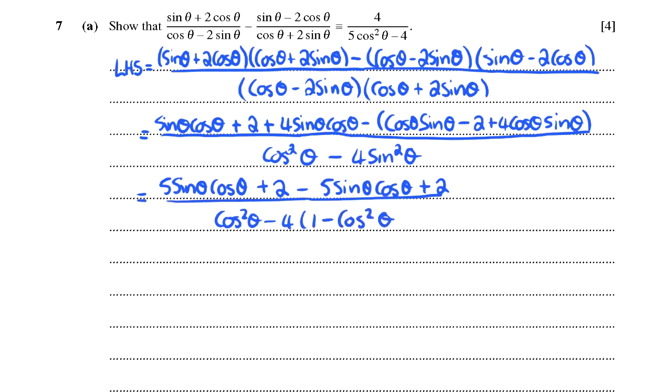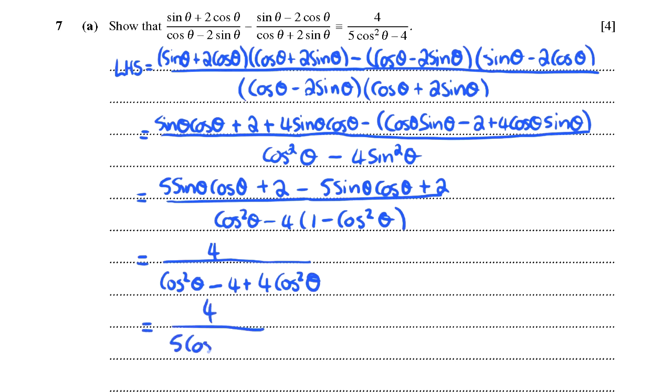So let's turn the sine squared into a cos squared. All right, and that's going to equal 4 over cos squared, expand the brackets, minus 4 plus 4 cos squared theta, which is our answer. So we should just write it: 4 over 5 cos squared theta minus 4. And if we want to be really good, we will say equals the right-hand side.